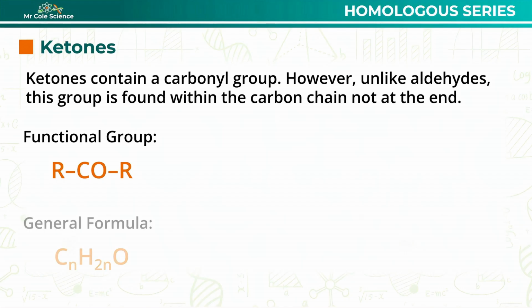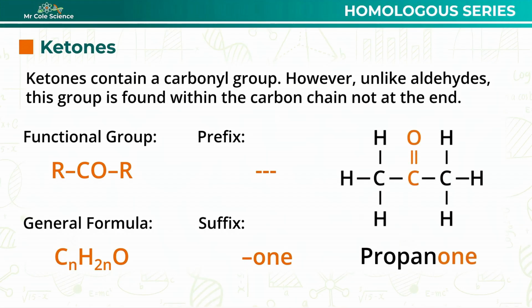The general formula for ketones is CnH2nO, which is identical to the general formula for aldehydes, once again highlighting the importance of looking at the functional group and not just the general formula when identifying a homologous series. Ketones are named using the suffix -one, and here we have an example of propanone. The carbonyl group within the carbon chain is clearly visible, and the name features the suffix -one.